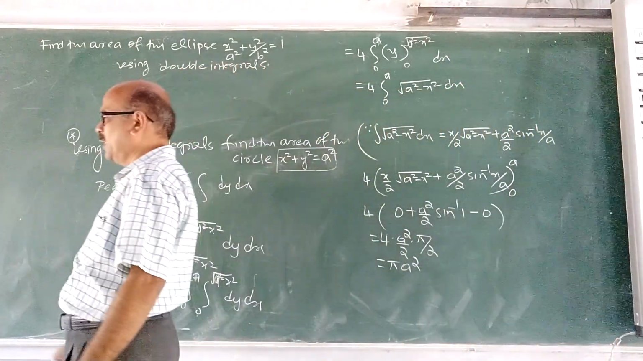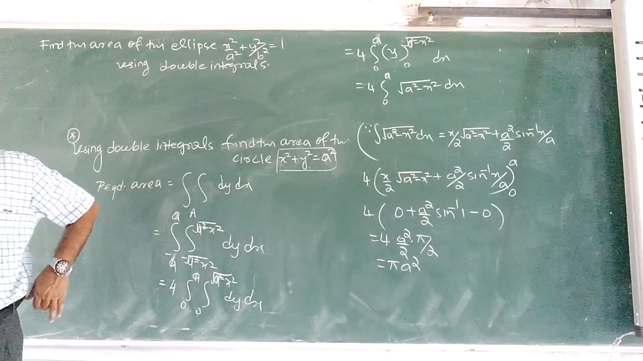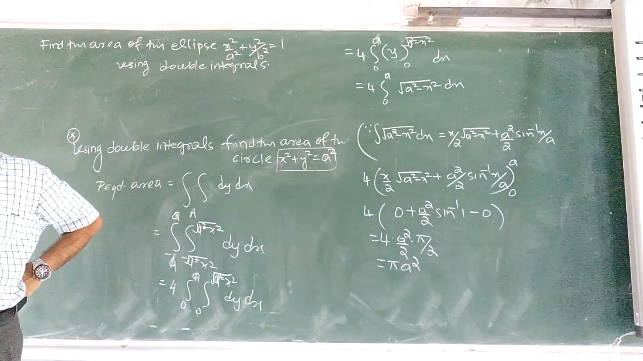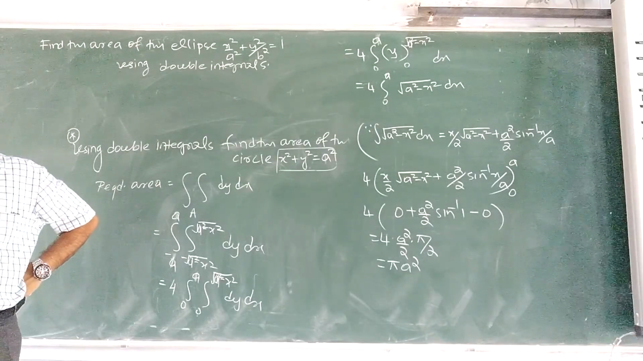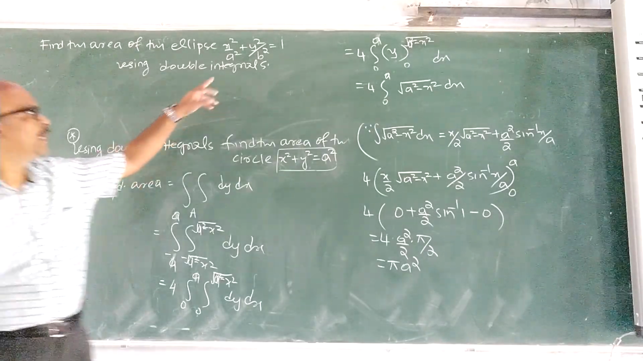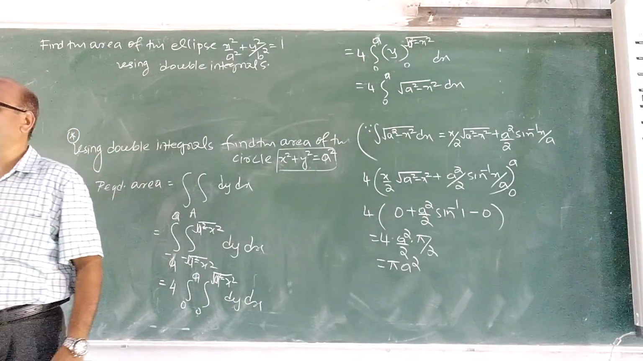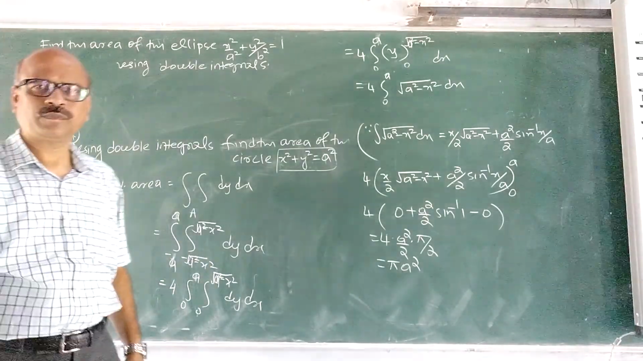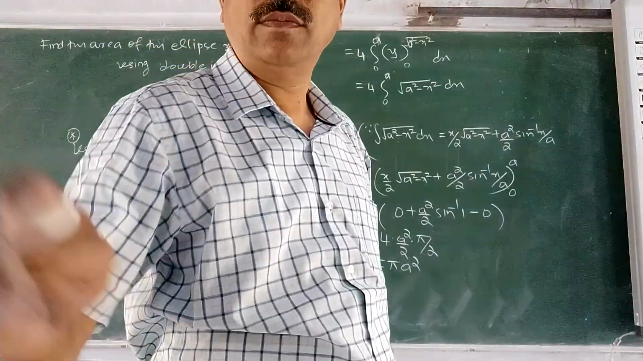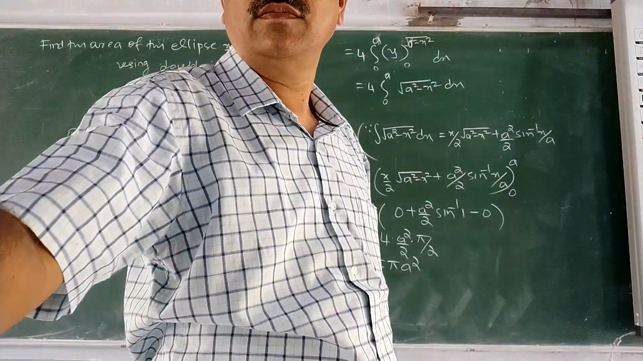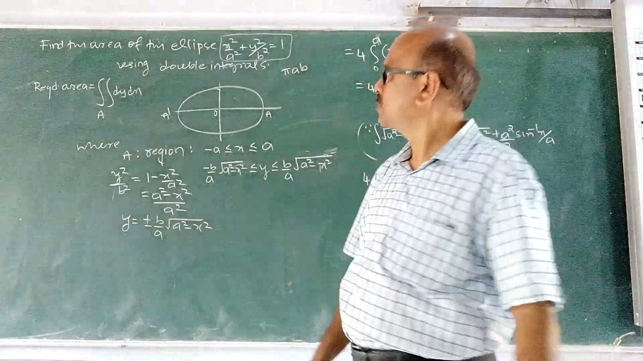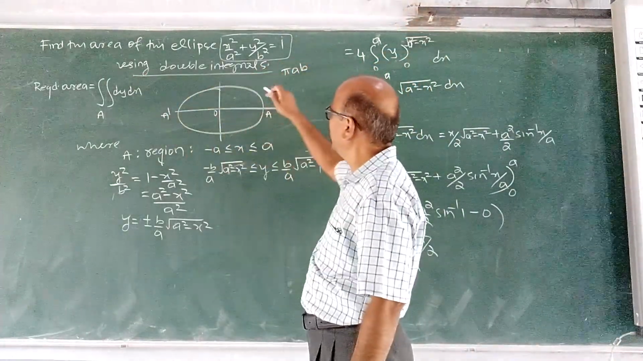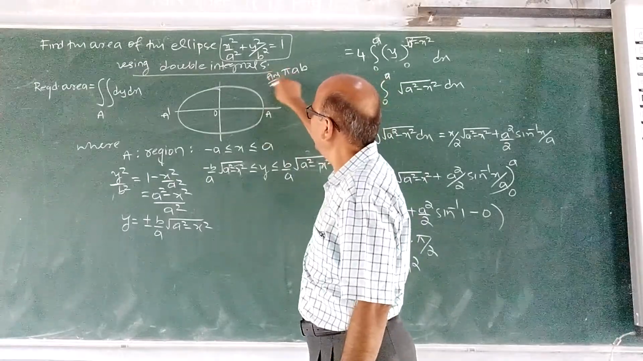What is ellipse? You know the standard ellipse. Two standard forms are there in ellipse, depending on a and b. Find the area of the ellipse using double integrals. Answer is pi ab.